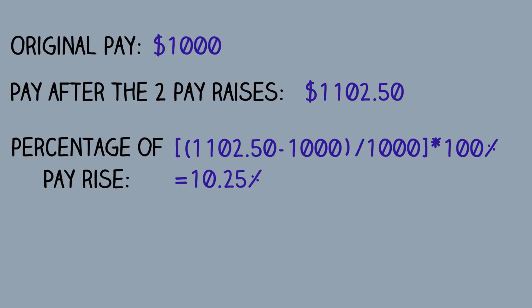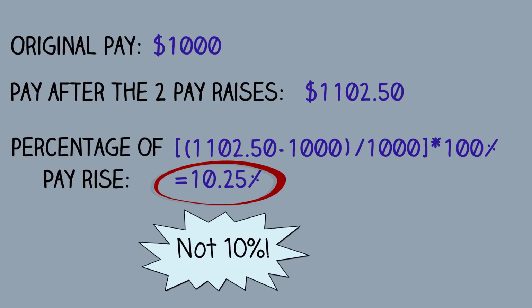You see, the total pay rise is 10.25% and not 10%. You cannot simply add all the percentages up, in this case 5% and 5%, and say that is the total pay rise. Now that you have understood the concept, let's go back to the original problem where Peter's original pay is not given. So let Peter's original pay be X dollars.